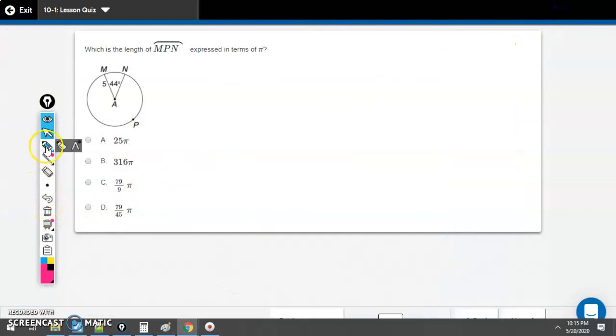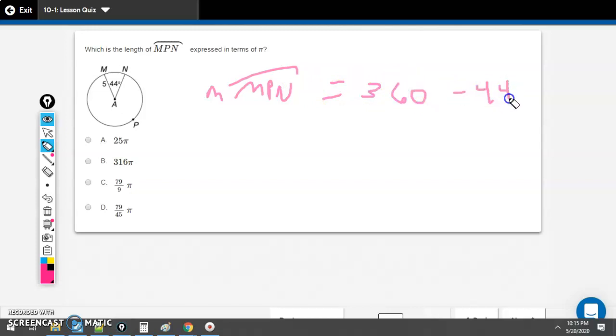All right, so let's see here. MPN is not 44 degrees, okay? So the measure of this arc, MPN, in degrees is equal to 360 minus 44 degrees. So you have to figure that out first, because there's 360 in a circle minus 44 degrees. All right, so that's 316 degrees.